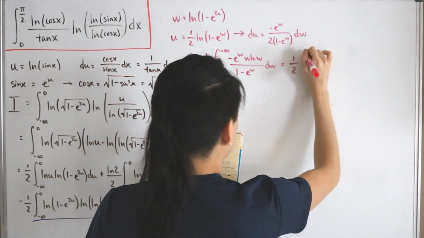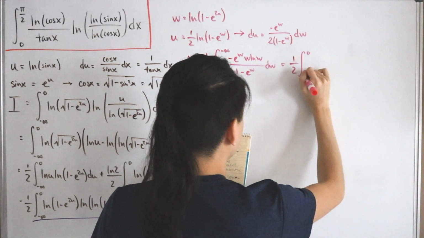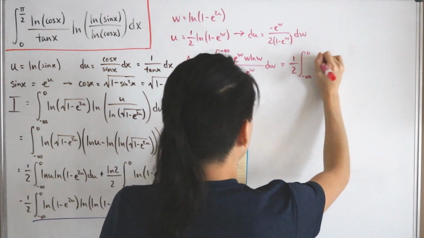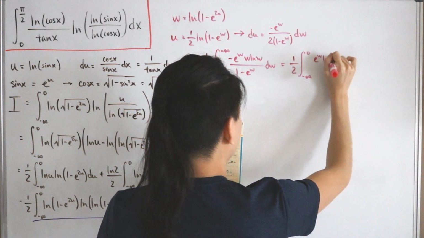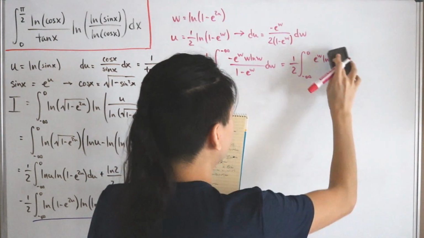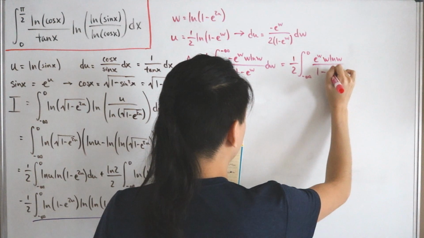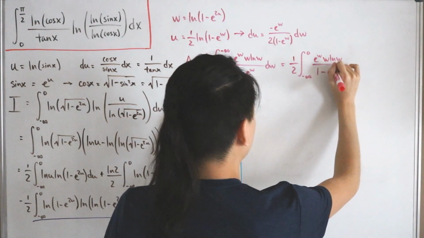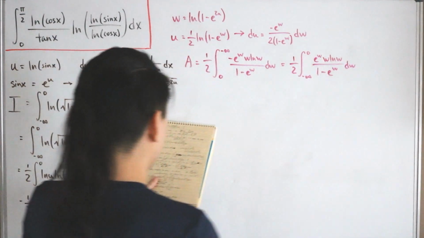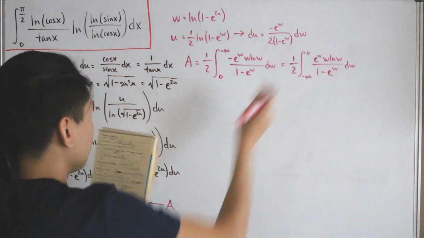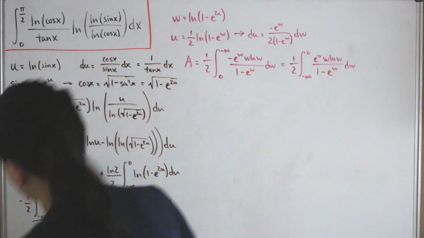So 1/2 then times the integral from 0 to negative infinity of e to the power w, then times ln of w, well, w times ln of w, and then divided by 1 subtract e to the power w dw. Okay, so now how do we tackle this one? Let's apply some integration by parts.